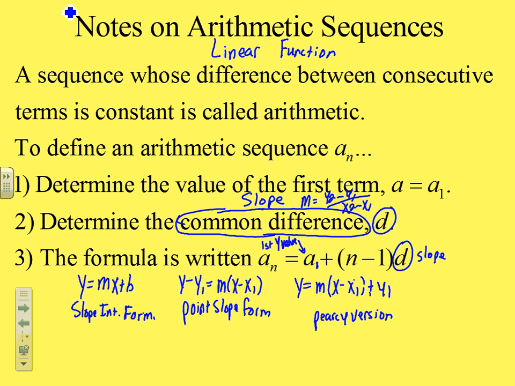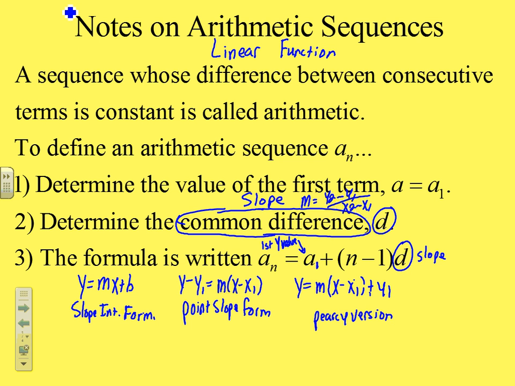So this is literally just the point-slope form written in the way that I normally teach it in class, where they're using the first y value or the first term, using the vocabulary for sequence, and there you go. That's all there is to it.